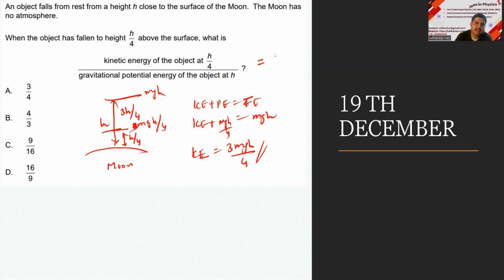Now, we have got the kinetic energy here, 3 mgh divided by 4, divided by the potential energy of the object at h. What is the potential energy at this point? mgh. Now, this mgh and this mgh go away. Thus, the answer is 3 by 4. So, the answer is A.